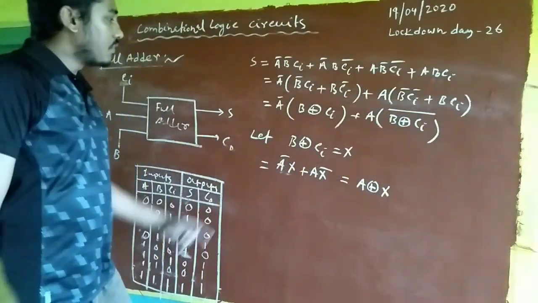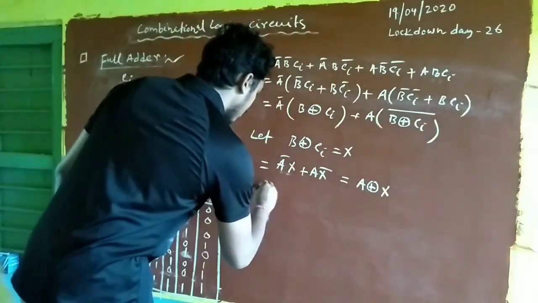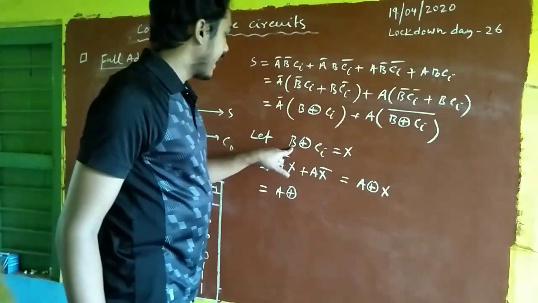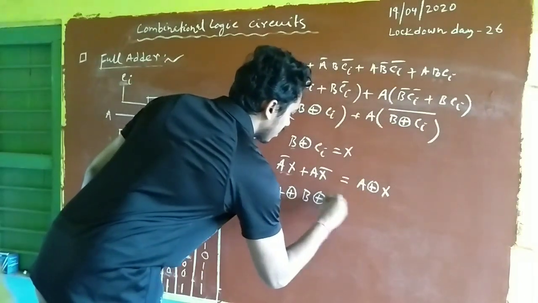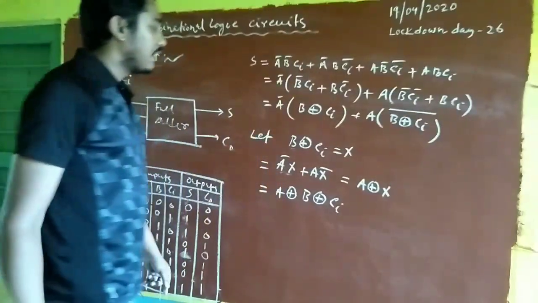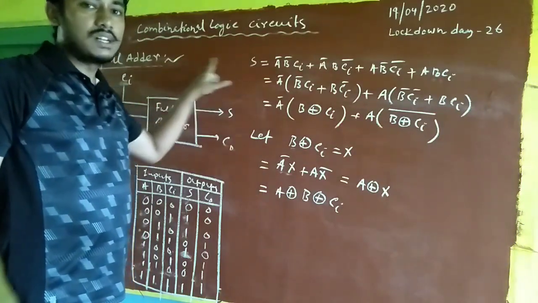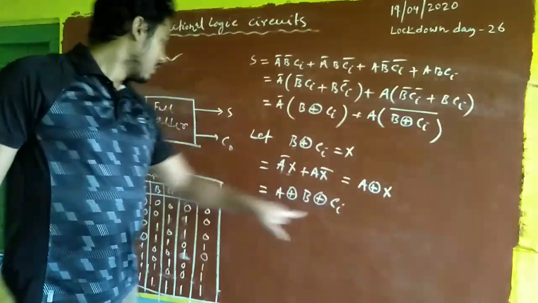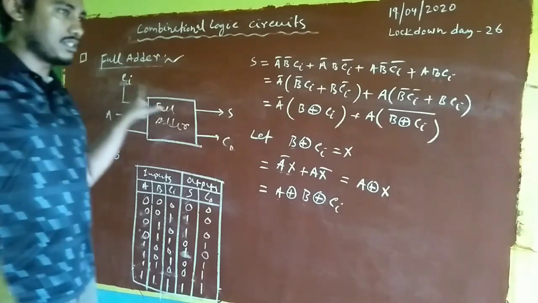Okay. Now if we put the value of X here in this line, we will get A XOR, what is X? X is B XOR Ci. So A XOR B XOR Ci. So this is the final expression for the sum output of the full adder, that is A XOR B XOR Ci. A is one input, B is the second input and Ci is the third input.